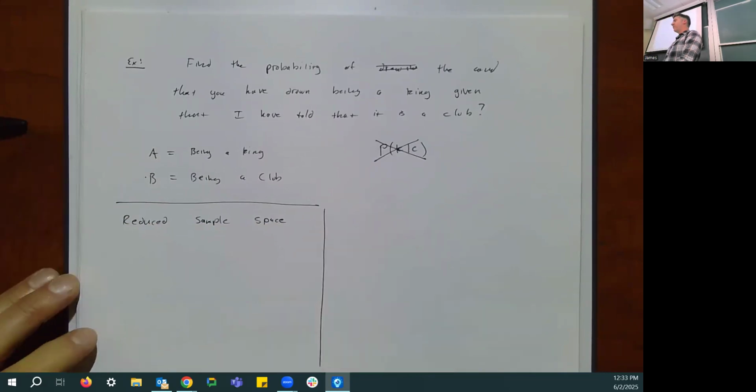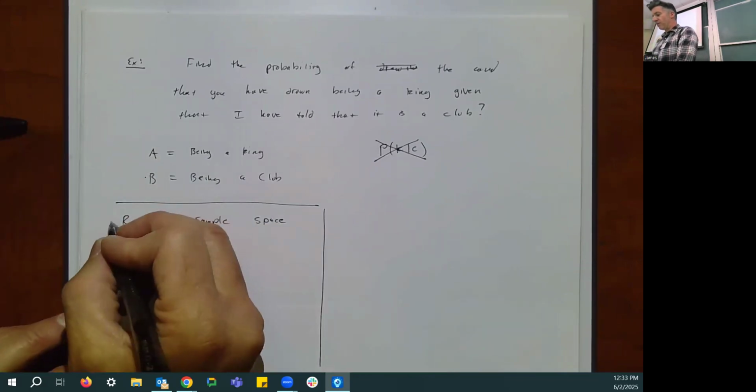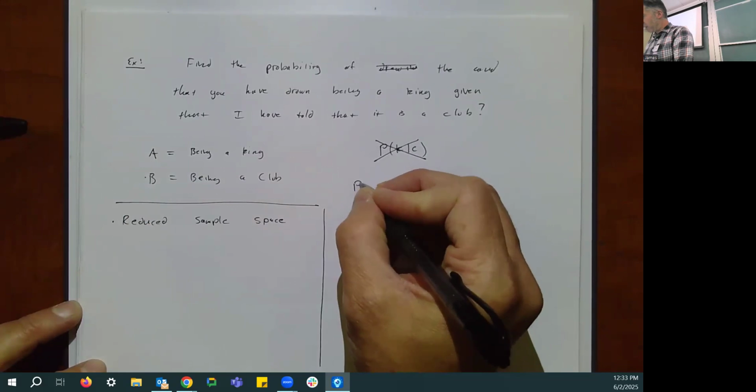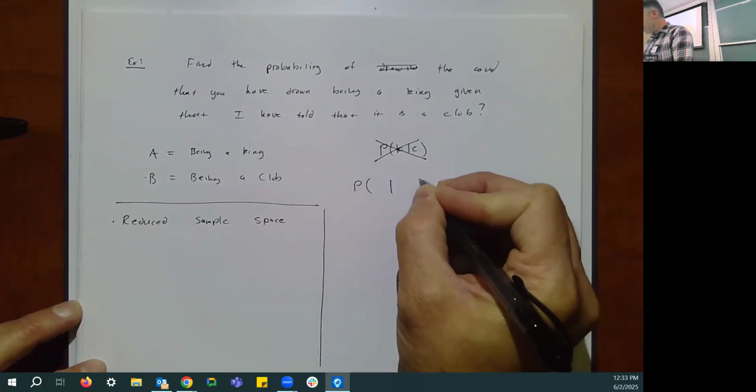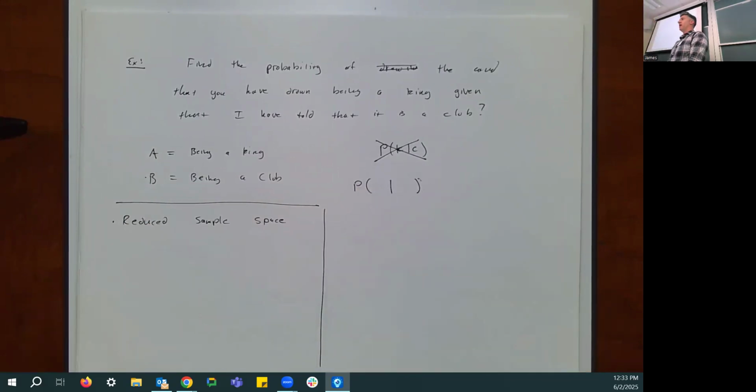Also, actually, before we talk about reduced sample space, we're trying to find the probability of something given something else. I want you all to write down if it's A given B or B given A. Again, the one that you know has happened should be the second thing you write down.